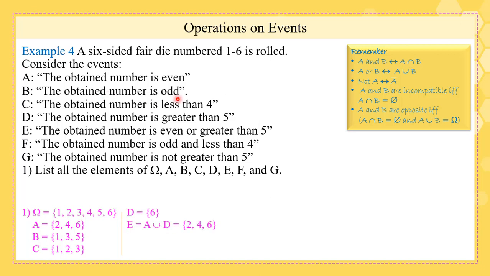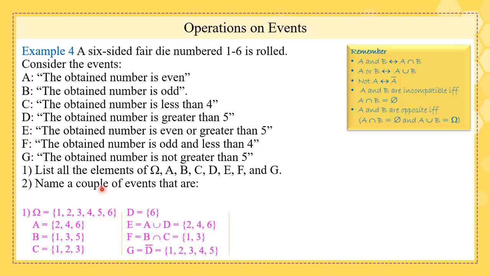This is D. And E, the obtained number is even or greater than 5, so OR is represented by the union. That's it. And F, the obtained number is odd and less than 4. This means all odd numbers and the numbers that are less than 4, the intersection. And then G, the obtained number is not greater than 5, so this would be D bar, which is all numbers from 1 to 5.